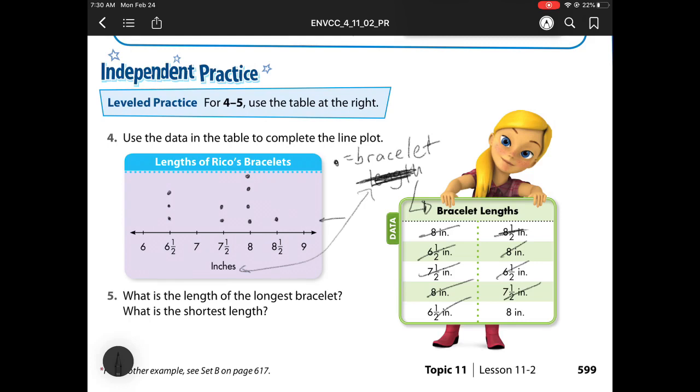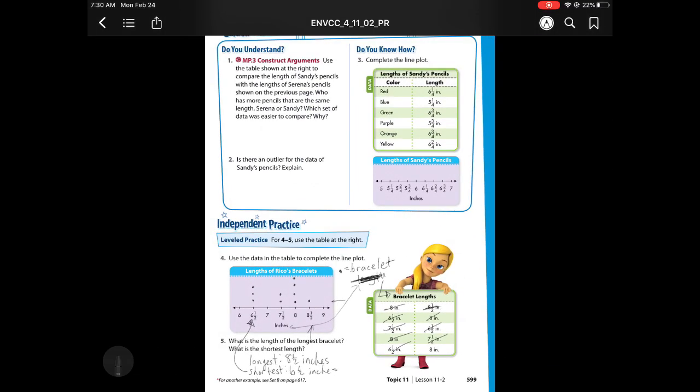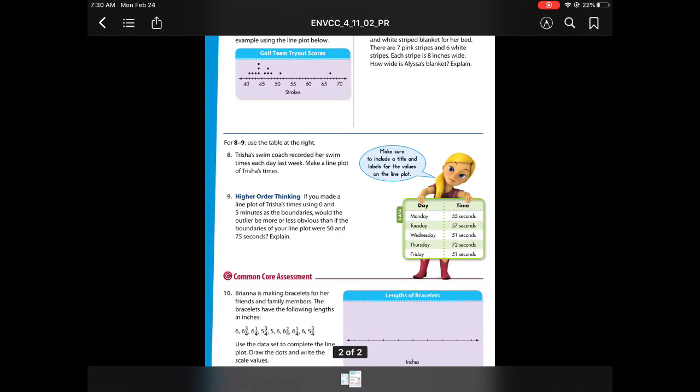What is the length of the longest bracelet? Well, my longest is that 8.5, so I'm going to put longest is 8.5, and that unit is inches. What's my shortest? Well, my shortest is that 6.5 inches. Shortest being that smallest number. Okay, that's it, so let's head to our next page.